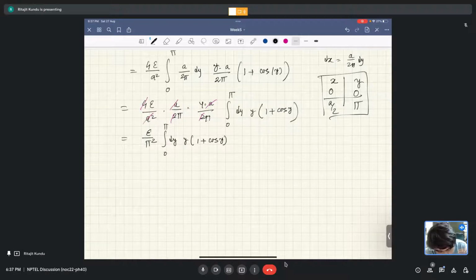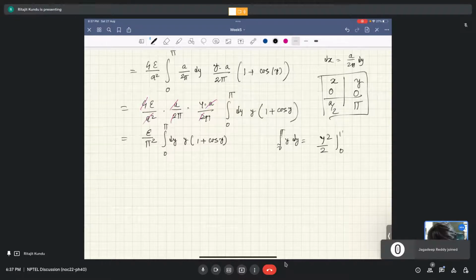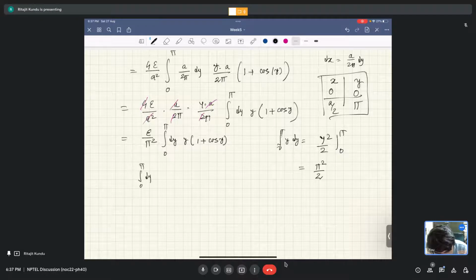Now, this integration 0 to pi y dy, you can do this integration. This is just y square by 2 from 0 to pi. Okay, so it becomes pi square by 2. So the first part you can do easily. For the second part you have to do something called integration by parts. So let's do this: 0 to pi dy y cosine of y.